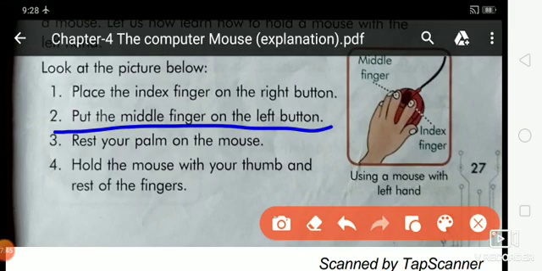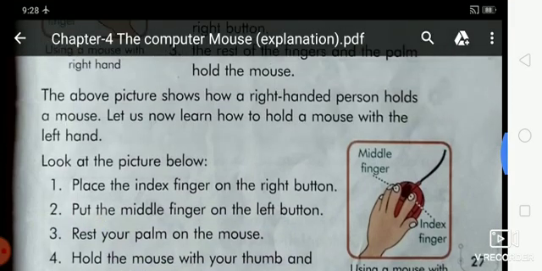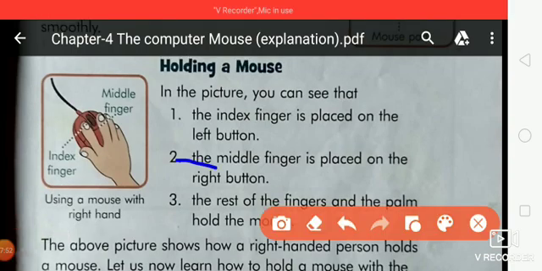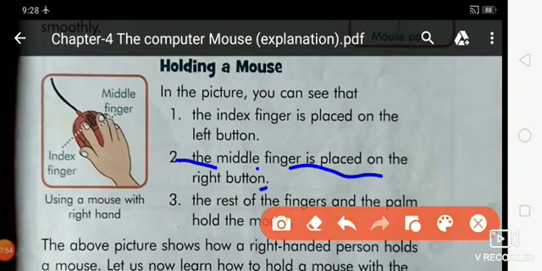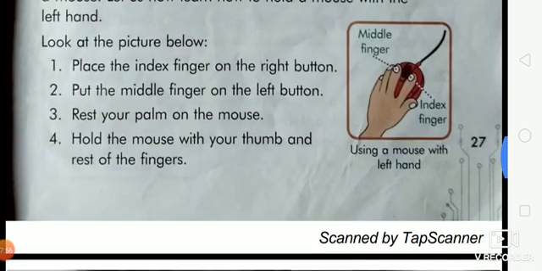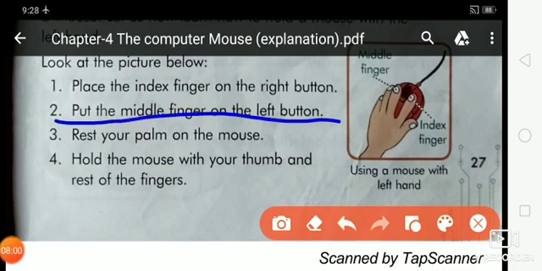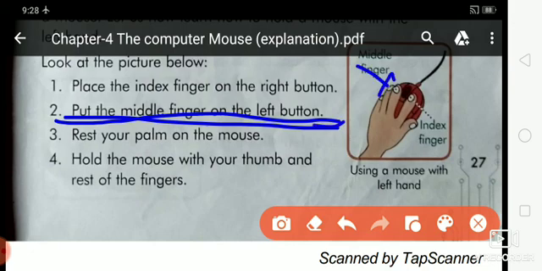And the next one is put the middle finger on the left button. In our previous method you have seen that a right-handed person will place her middle finger on the right button, but in this condition a left-handed person will place his middle finger on the left button. As you can see, this is the middle finger and this is the left button, okay.